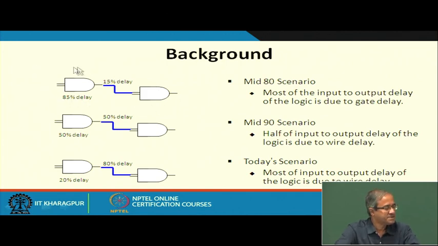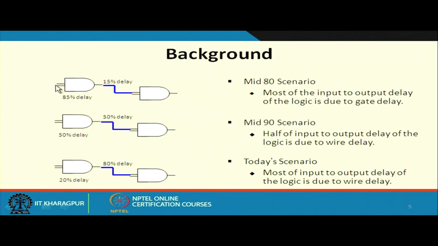Look at this first diagram, just two gates, the output of one gate is driving another gate. So, what are we evaluating? We are applying some input to the first gate, and we want to know after how much time the corresponding values come to the input of the second gate. This is the total delay.